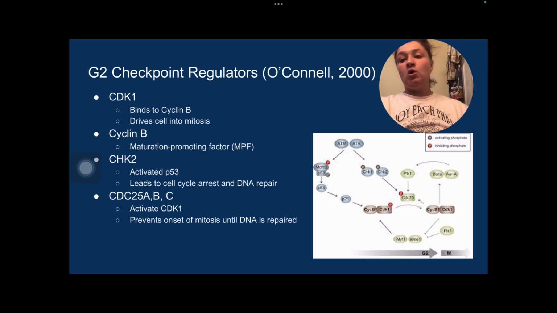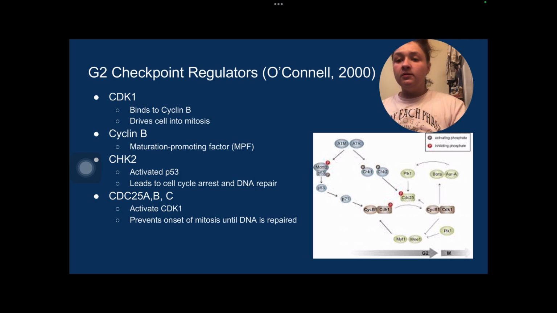CDK1, also known as CDC2, is the primary CDK involved in the G2 to mitosis transition. It partners with cyclin B to form the CDK1 cyclin B complex, which is essential for initiating mitosis. The activity of CDK1 is tightly regulated by phosphorylation and dephosphorylation events, primarily involving the Wee1 kinase and CDC25 phosphatase.